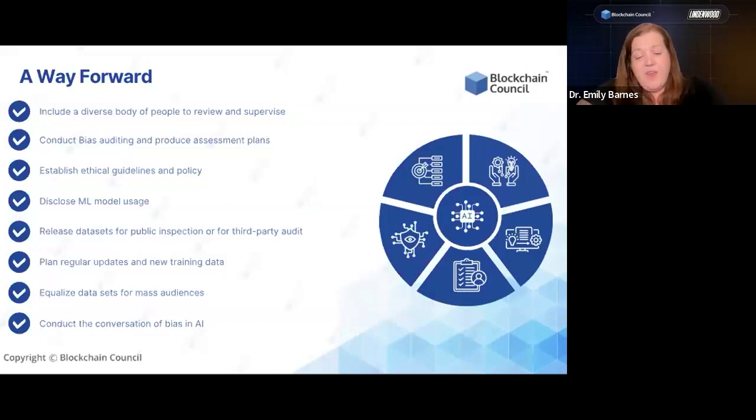Third-party auditors, having external review teams to check your work. I know it sounds a little silly, but checking your work in AI is critical. Having an external review team who are unbiased, who are not familiar with the data, who are not looking at your systems from the standpoint of making a profit or meeting a consumer need or getting a gold star with the boss. Having an external review team provide transparent feedback is another way. Again, releasing data sets for public inspection, conducting the conversation of bias in AI.